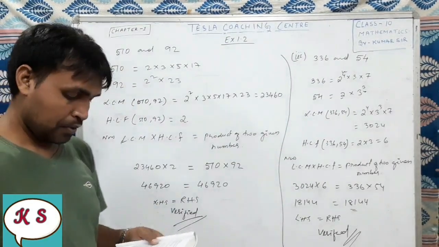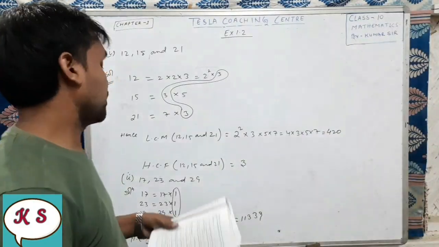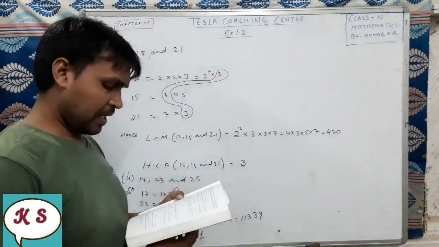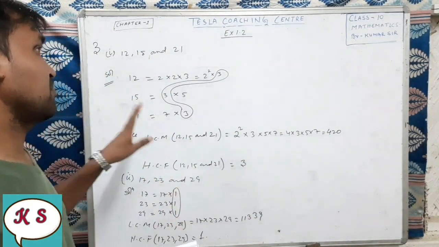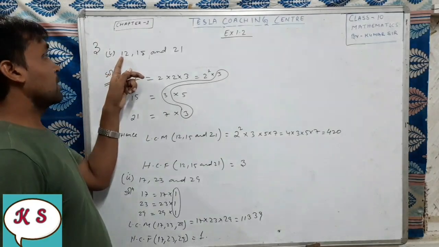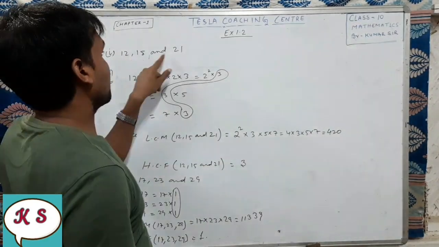Now we will switch to the next question. So we are going to do question number 3. Question number 3: find the LCM and HCF of the following integers by applying the prime factorization method. This is a very easy one. So it is question number 1. It is 12, 15, 21.